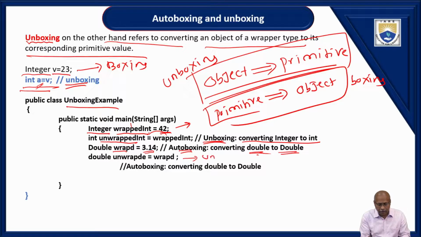It is unboxing. So autoboxing converts double to Double. Unboxing converts Double to double. So in your program, you may use corresponding types of methods.